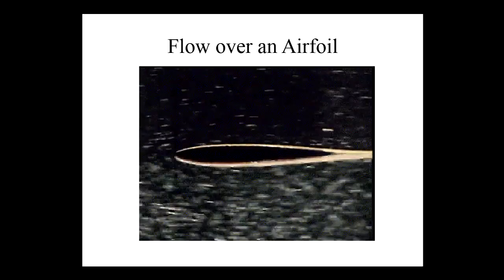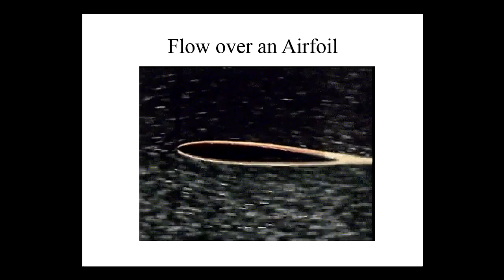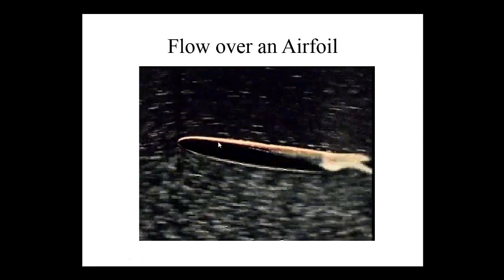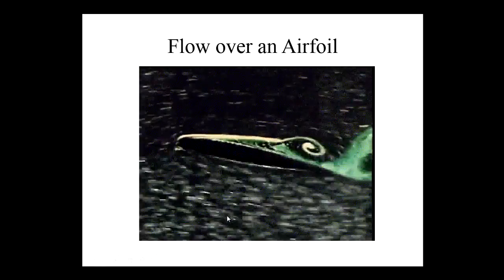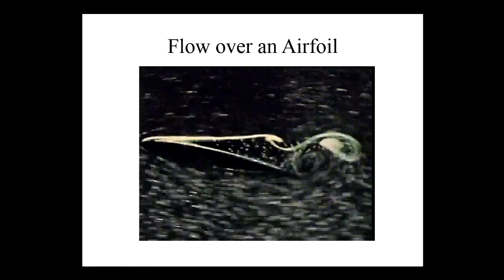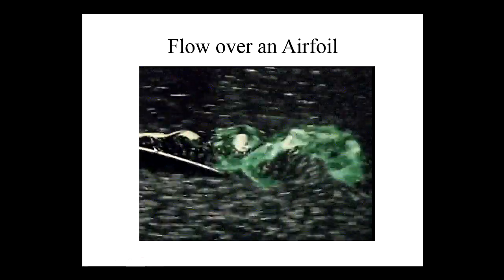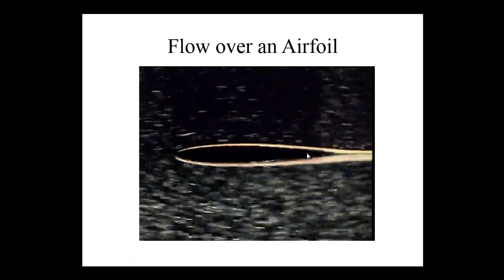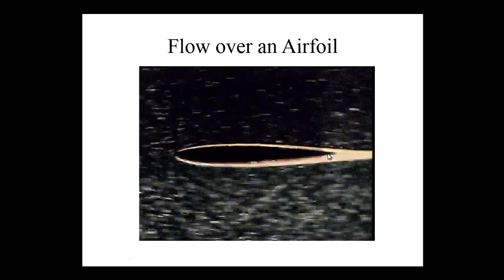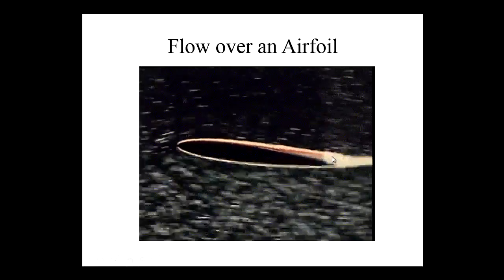And another scenario where we have a flow separation is this. This is a change of angle of attack. It starts from 0 degrees, and then as the airfoil is tilted more and more, you can see this sheet of fluid got rolled up as well, and vortices started forming.